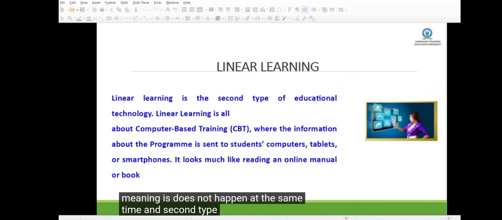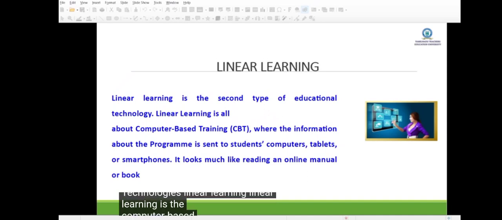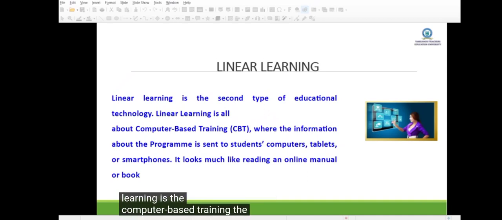The second type of education technology is linear learning. Linear learning is computer-based training where the information about the program is sent to students' computers, tablets or smartphones. It looks much like reading an online manual or book.